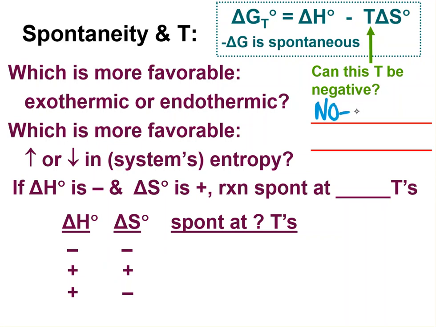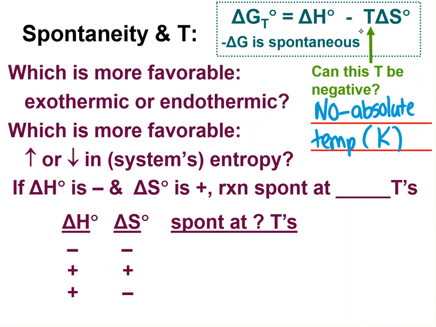And it can't be, because this is an absolute temperature. Remember, we're using Kelvin. Kelvin's lowest temperature is 0. And so when we start thinking about the values that we plug in here, we know that this T is going to be a positive number. So when we're trying to figure out how the change in entropy here affects things and what sign it has, we don't have to worry about how the temperature would change that sign.